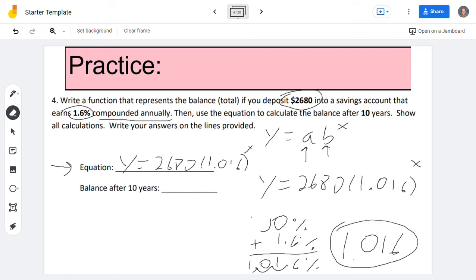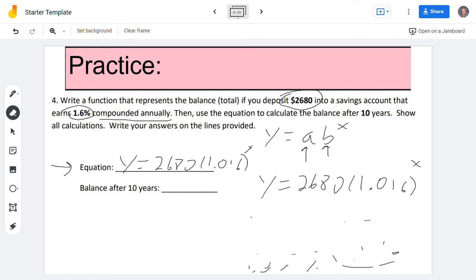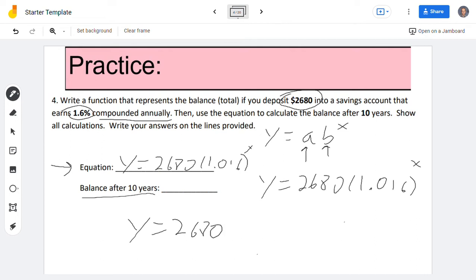Alrighty. Give myself some space here because we need to calculate the value of our account at 10 years down the road. So that's our question right here. That means we need to plug in a value of 10 for our exponent because we're measuring it in years. So that would be y equals 2,680 times 1.016 to the power of 10.